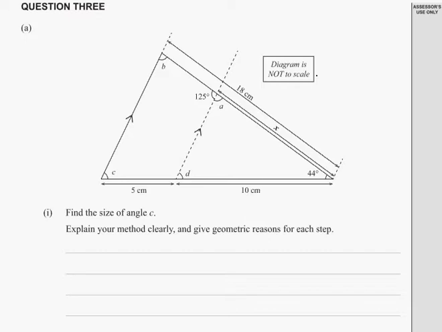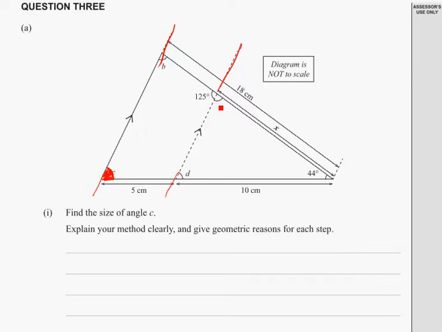Right, question 3. Once again I can see some parallel lines through here. That might be useful. And this is very much looking like a similar triangles question too, with the smaller triangle inside the bigger one. Right, so we're asked to find angle C, which is this angle here.